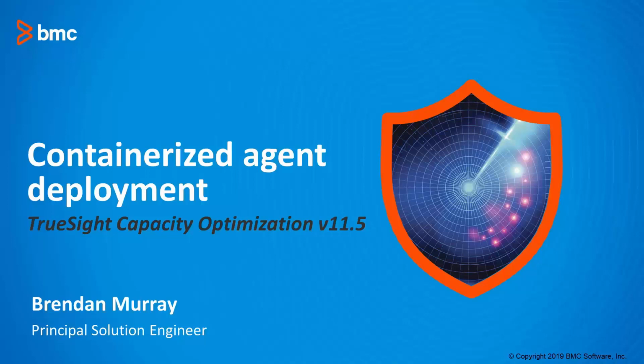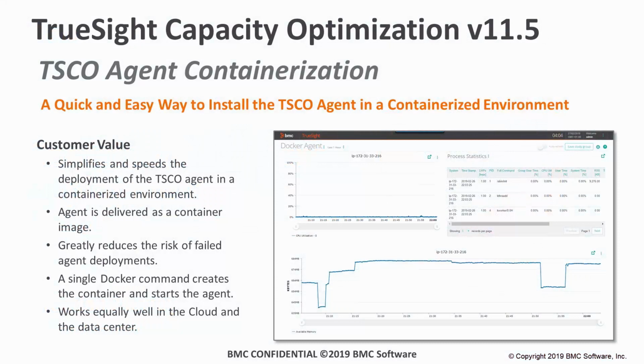So I'm here to talk about the containerized agent deployment, which falls into the ease of use category as far as the enhancements to the product. Really, it's a quick and easy way to install the TrueSight Capacity Agent in a containerized environment. So obviously, the key there is the environment has to be containerized. You have to have a container host in order to install the agent in a container. But the goal is to simplify and speed the deployment of the TrueSight Capacity Agent.